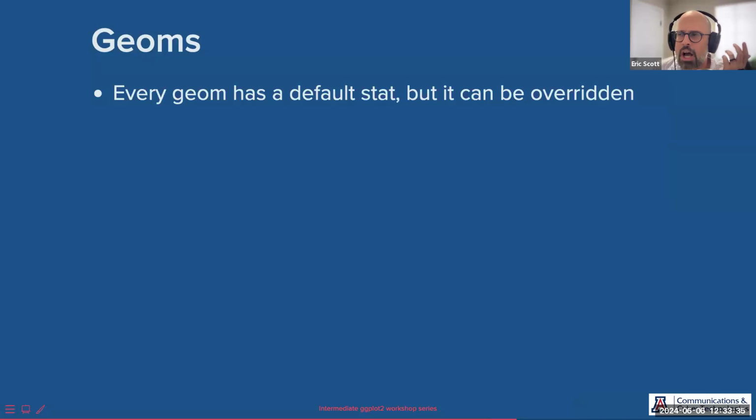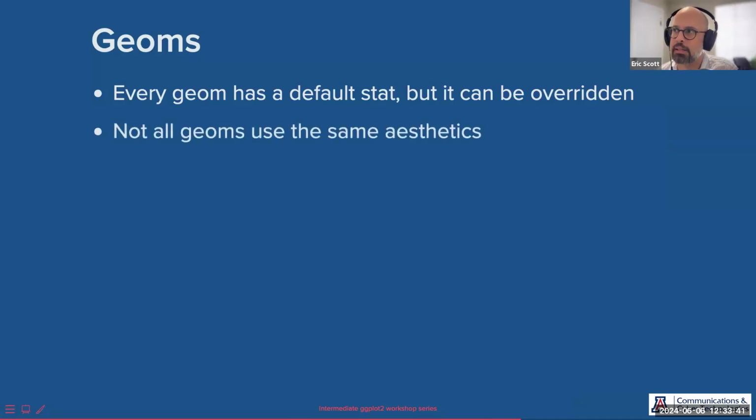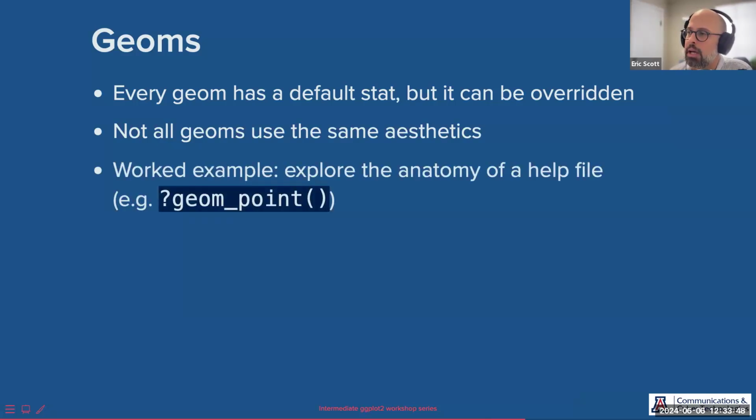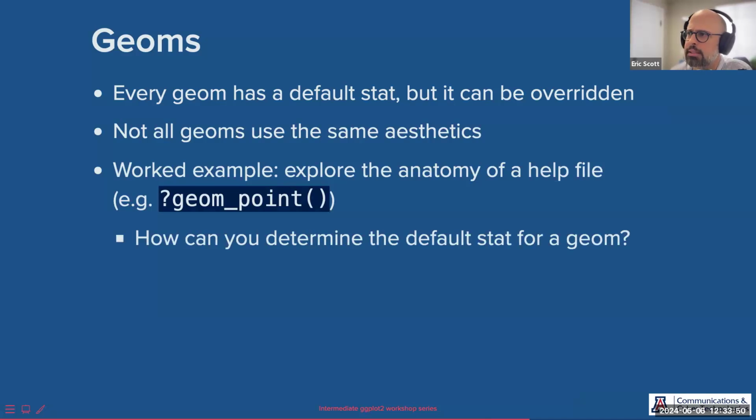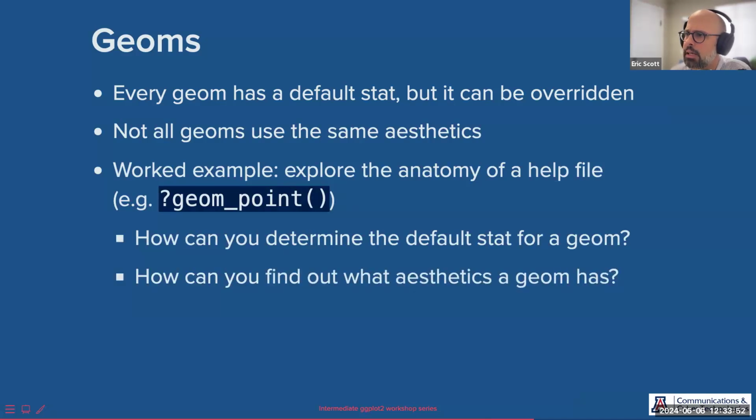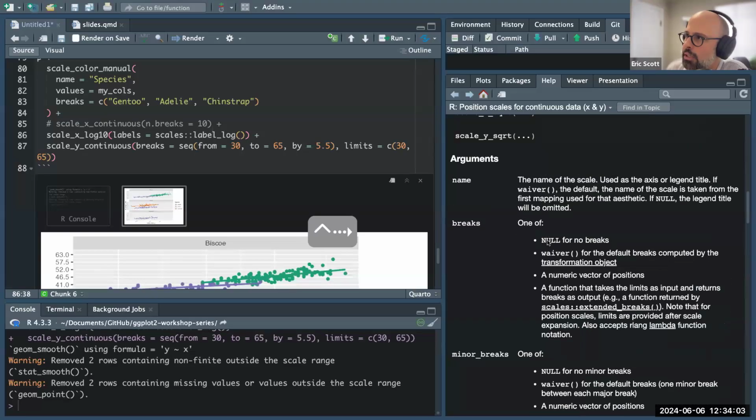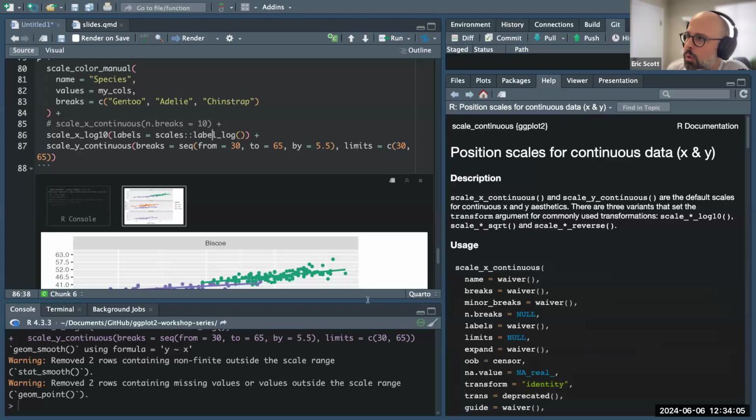So our next element is geoms. We've used a bunch of geoms already, but every geom has a default stat, but that can be overridden. And not all geoms use the same aesthetics. We've seen that already. And we're going to look at the anatomy of a help file a little bit. Actually, we've already kind of done this. But we didn't look at what is the stat here. So let's just take a look at one of these help files and see what the stat is.